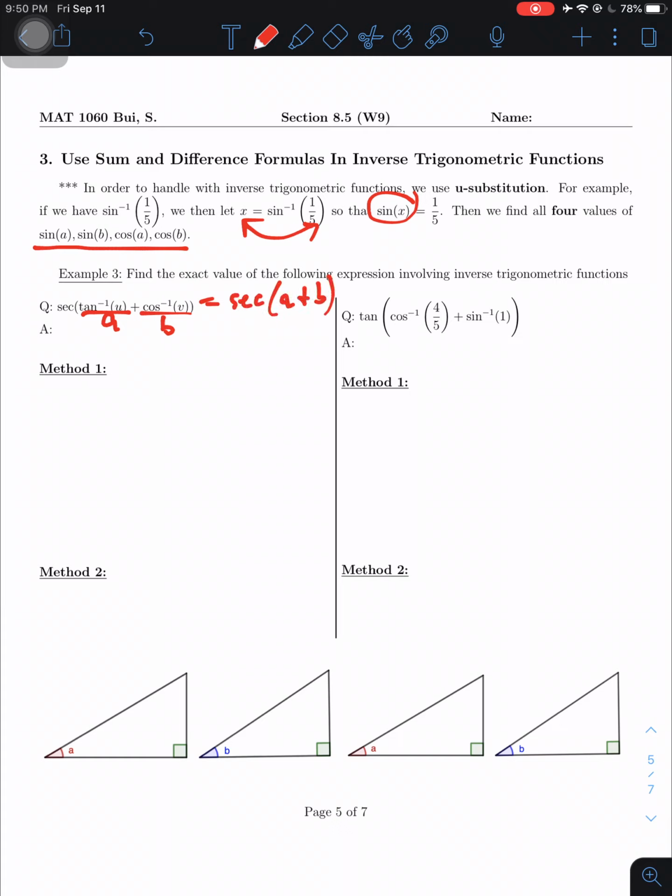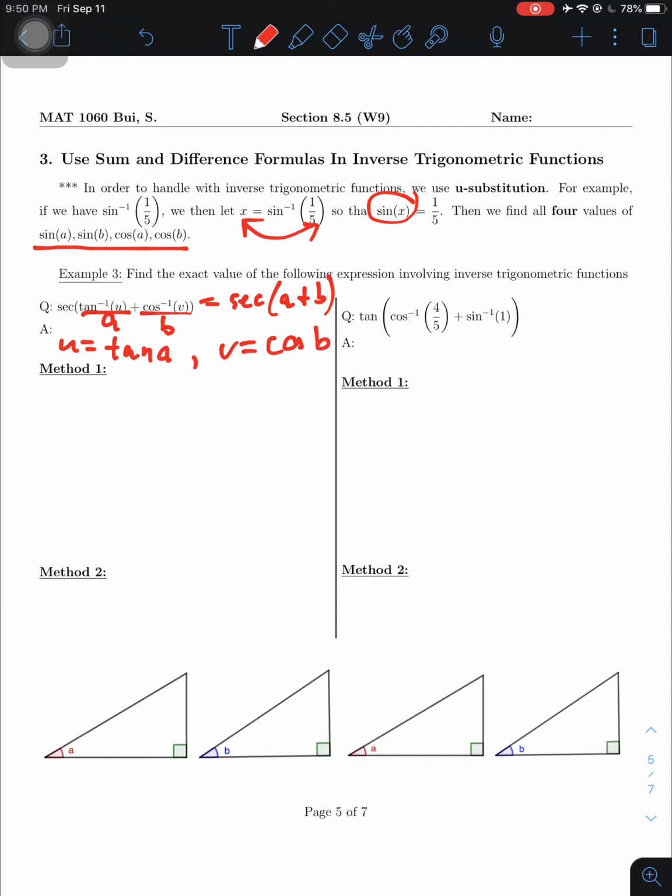Because tangent inverse of u is A, I'm going to swap it inside out, which will give me u equals tangent of A. And then for the second part, v equals cosine of B. Again, I'm just swapping them in terms of the definition of inverse function. If you guys have any questions on this one, please let me know.